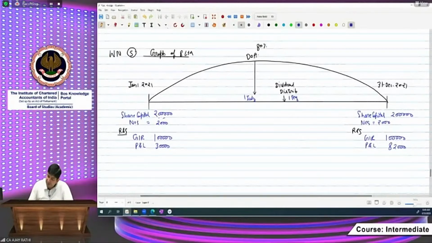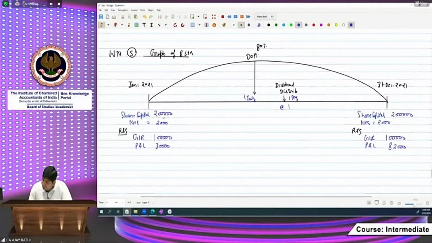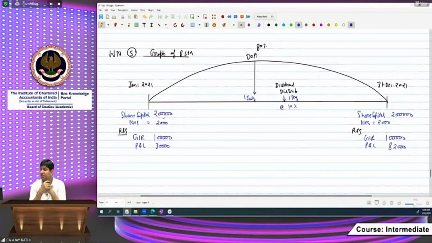And here the dividend is being distributed at the rate of how much? That is 10%. Can you please tell me what is the amount of dividend which subsidiary company B Limited is distributing? Please tell me the amount of dividend. I am waiting, beta. Everyone, give me the answer.